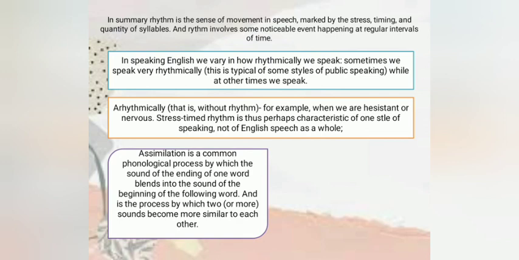Assimilation is a common phonological process by which the sound at the end of one word blends into the sound at the beginning of the following word, and is the process by which two or more sounds become more similar to each other.